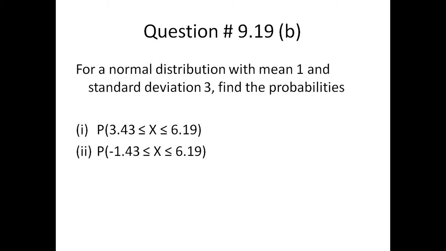Now it will be more clear to you when you see this question. Question number 9.19 part B. You can again see this in your book, chapter number 9. For a normal distribution with mean 1 and standard deviation 3, find the probabilities. A normal distribution is given to you, and the mean and standard deviation are also given. You have to find the probability that 3.43 is less than x is less than or equal to 6.14. So let's see how to solve it.